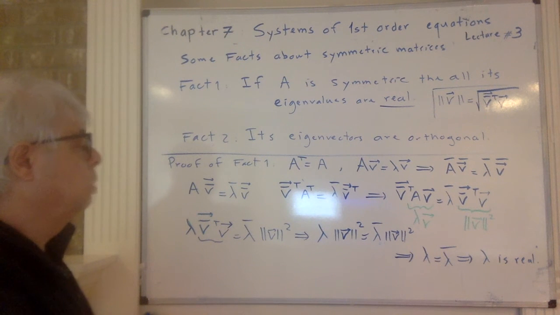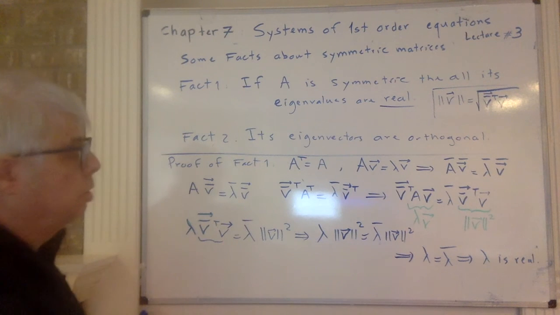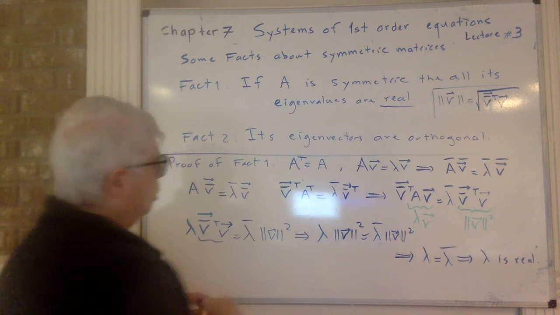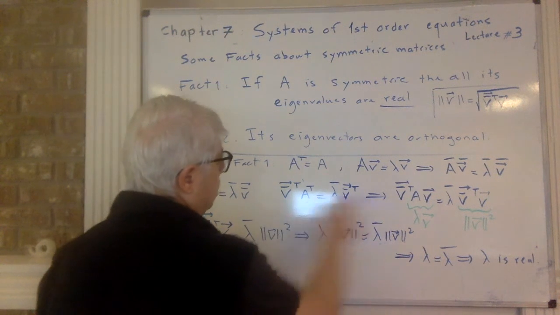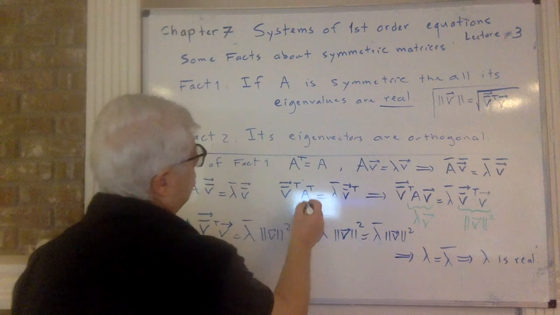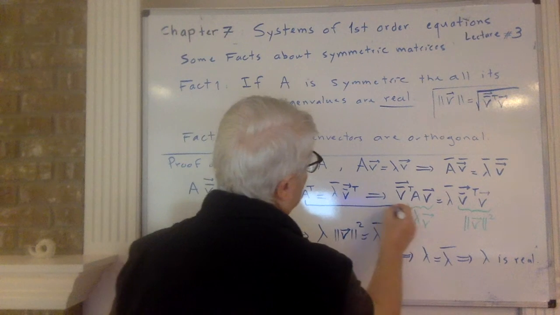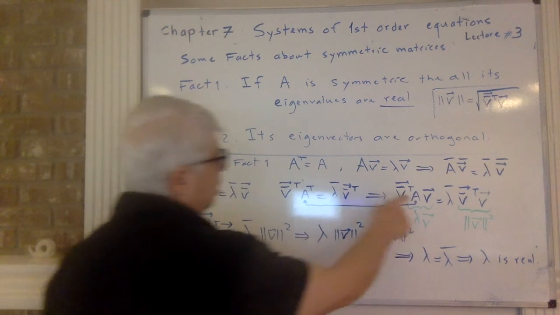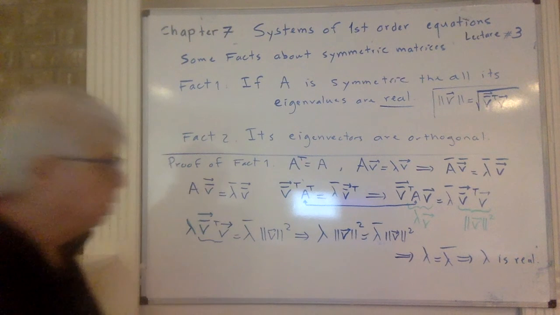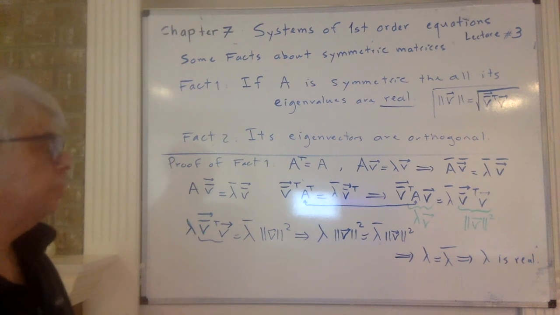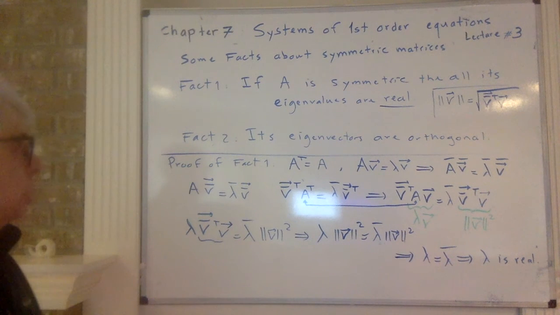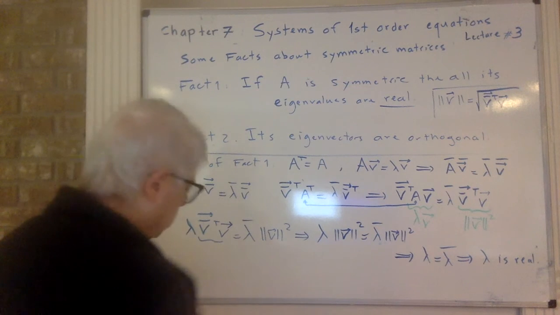So I have lambda equals lambda bar, which means that lambda is a real number. Now, if you look carefully from here to here, this is one of the crucial steps. I use the fact that A is symmetric, A transpose is A. So that is where the symmetry comes in as a crucial thing in this proof.